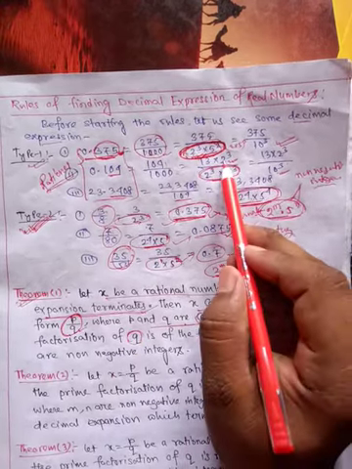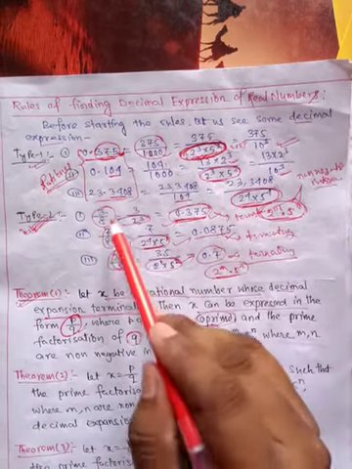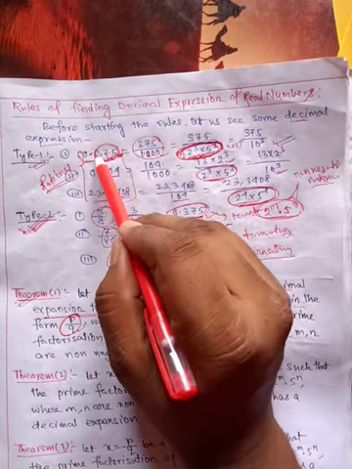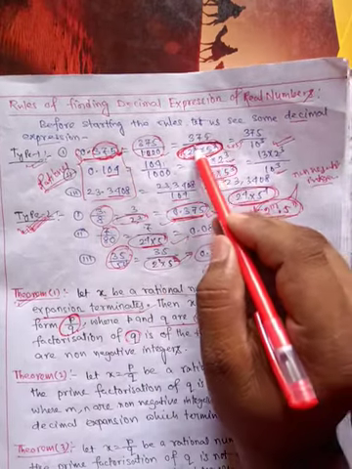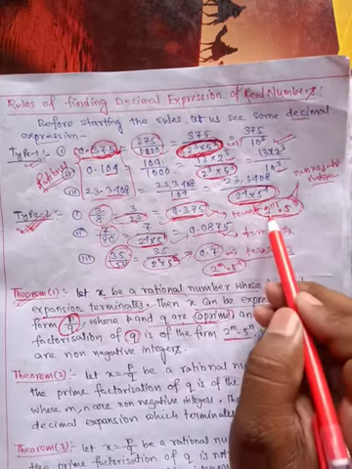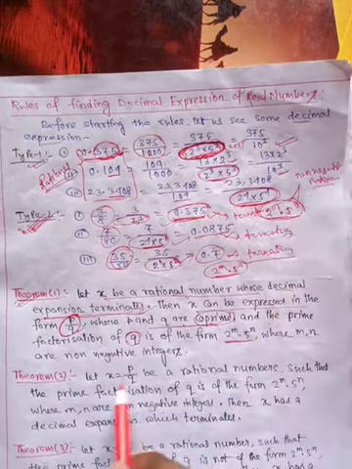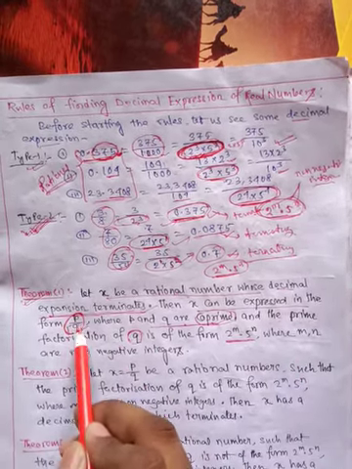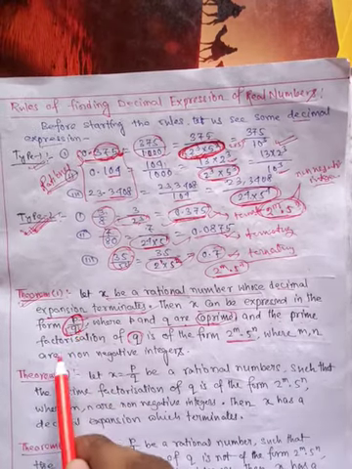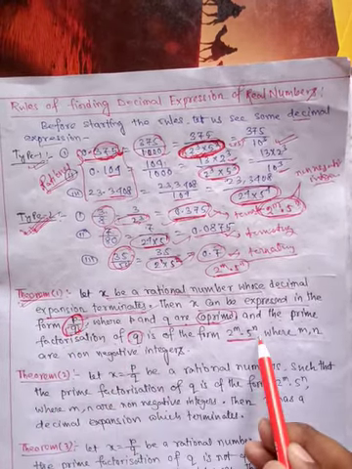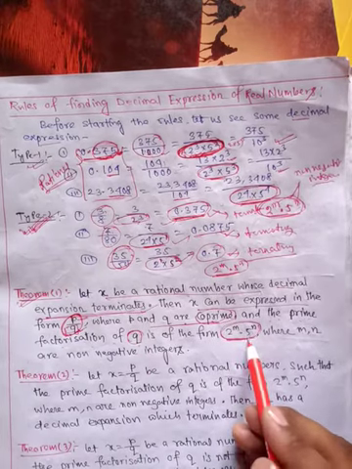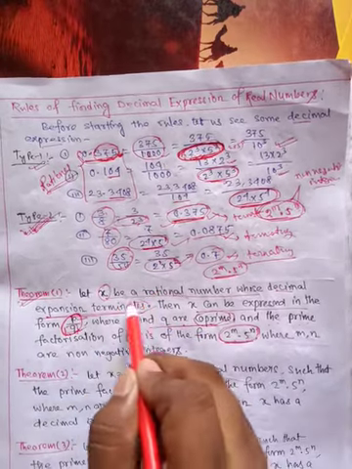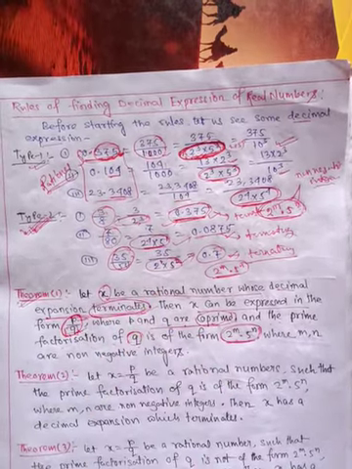I have already discussed that if x is a rational number, it has a terminating decimal expression, then the prime factorization of the denominator should be 2 to the power m into 5 to the power n. Here p is the numerator and q is the denominator. So the prime factorization of q is always of the form 2 to the power m and 5 to the power n when x is rational and its decimal expression terminates.